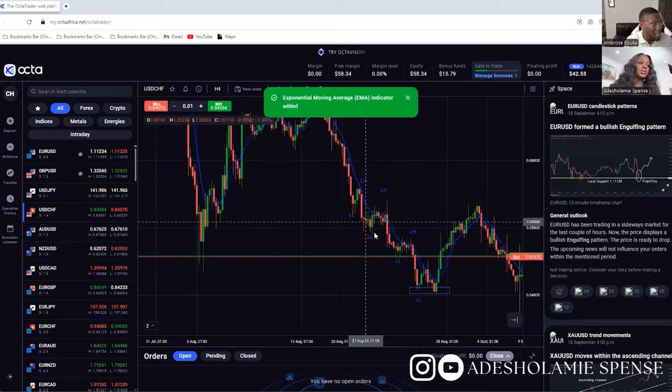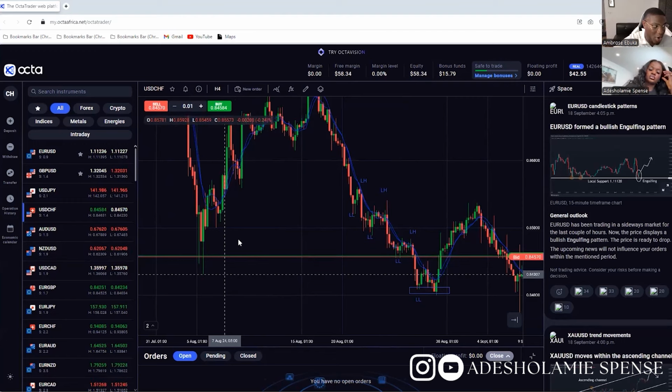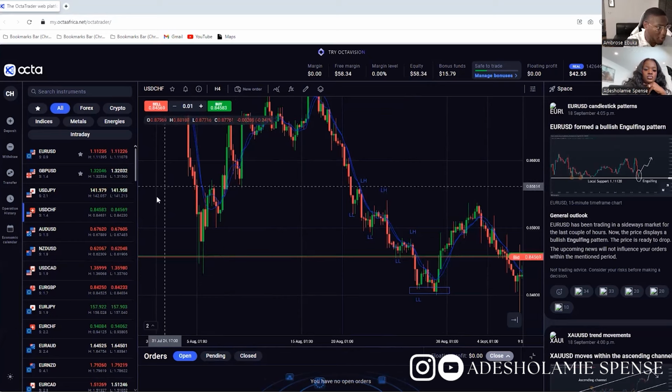The exponential moving average is almost the same thing as the moving average. The difference is that the exponential moving average pays more emphasis on current market price. The simple moving average can give the market some gaps. Let me give you an example.